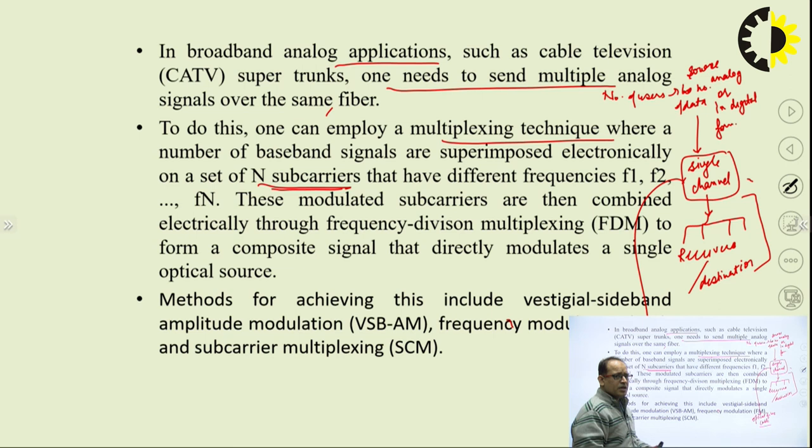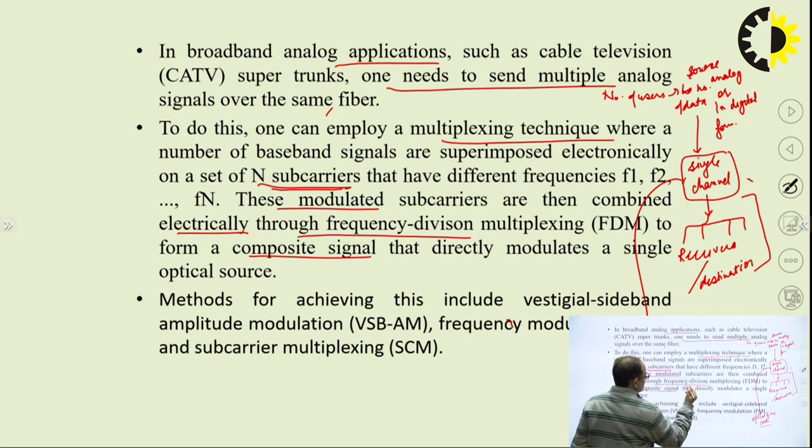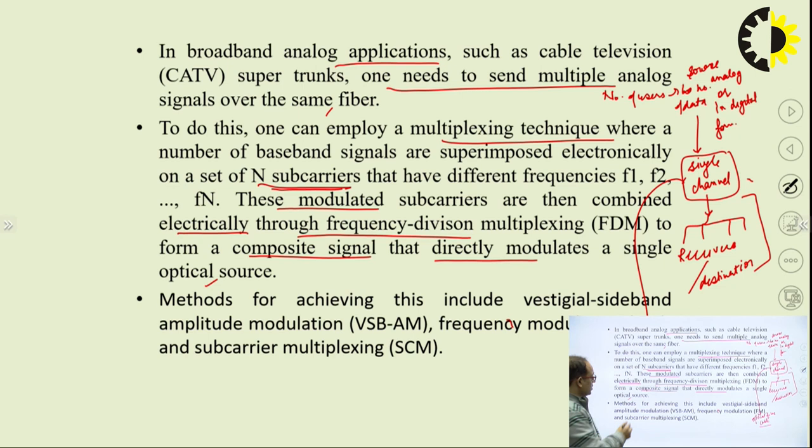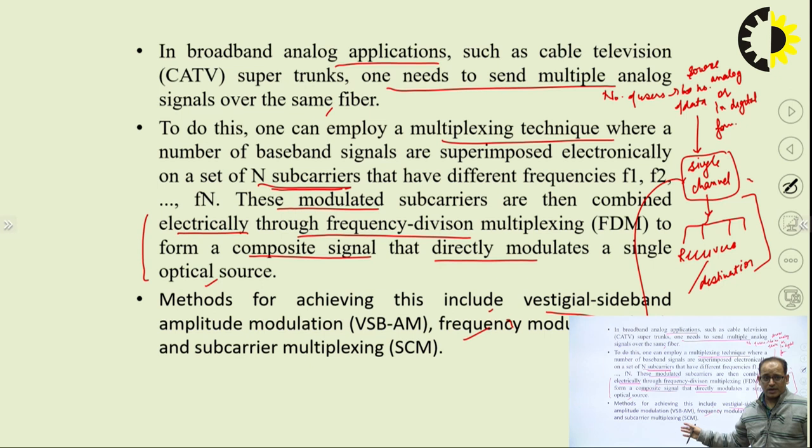These n subcarriers are mainly used for modulation purposes. These modulated subcarriers are then combined electronically through FDM, that is frequency division multiplexing, to form a composite signal that directly modulates a single optical source. We will discuss this point in the upcoming slide. Clear? There are a number of methods to achieve this multiplexing, including vestigial sideband amplitude modulation, frequency modulation, and subcarrier modulation, and there are more techniques which we'll discuss in the next few slides.